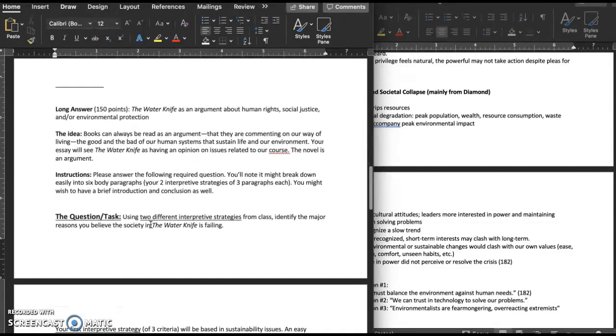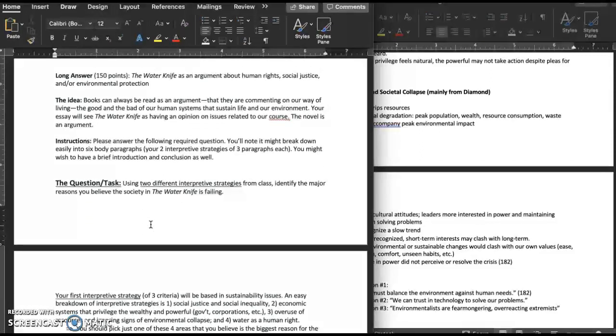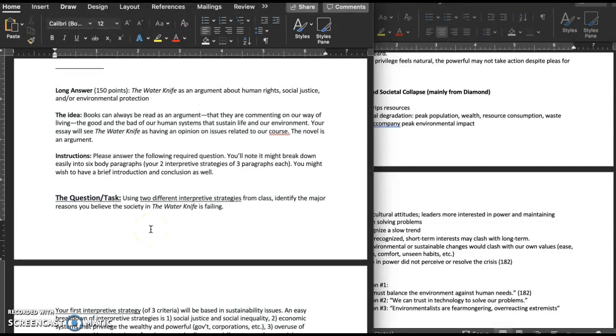And then after that, we're on to our long answer here, the water knife. And so here's what we're thinking on the water knife. It's the same as the midterm's long question in the way it'll be organized: two different interpretive lenses with 3 criteria each. That probably means 3 and 3 body paragraphs, right? In the video you watched before, this walked you through how to organize that, and you saw a nice example from a student.